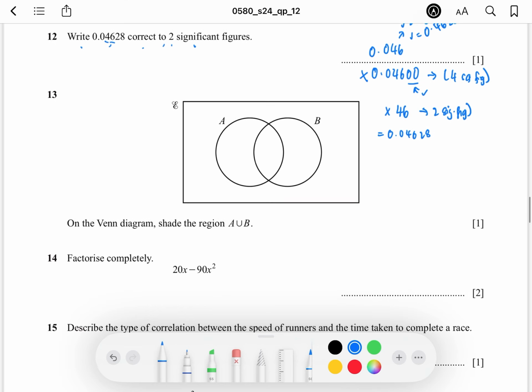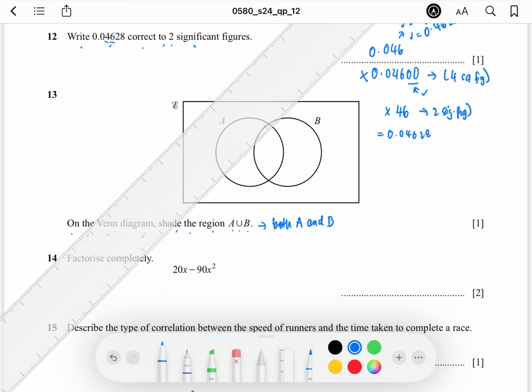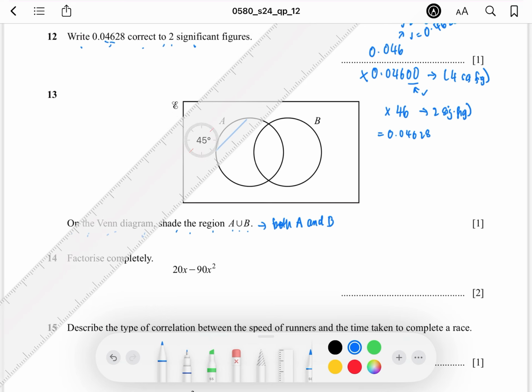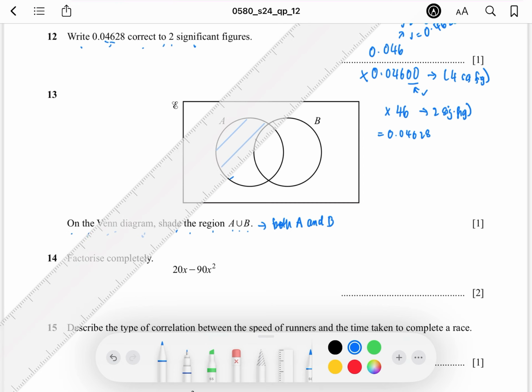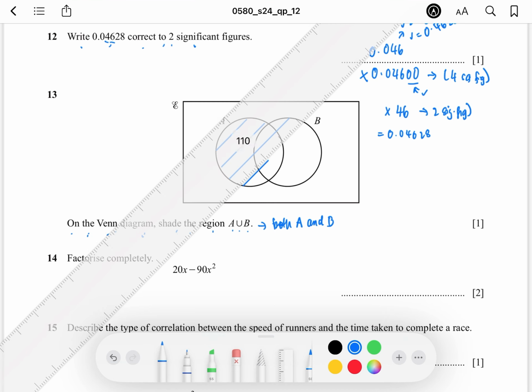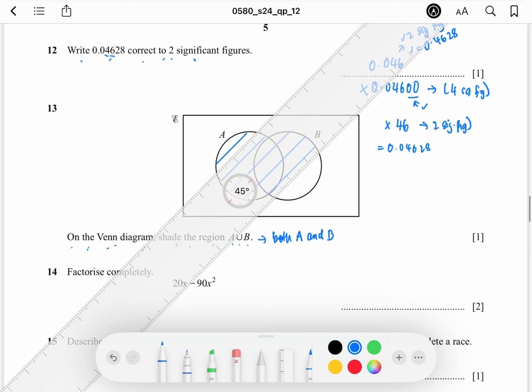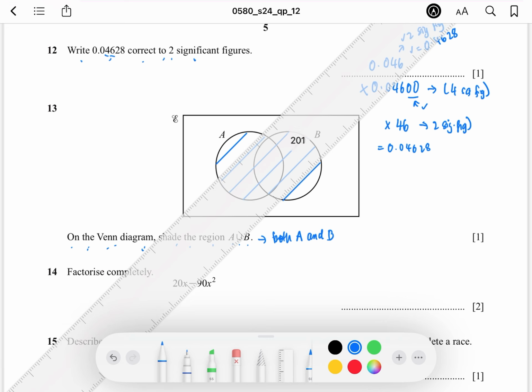Question 13 on the Venn diagram, shade the region A union B. A union B means both A and B. So you use a ruler, you just shade A and B. There you go. Just like that.